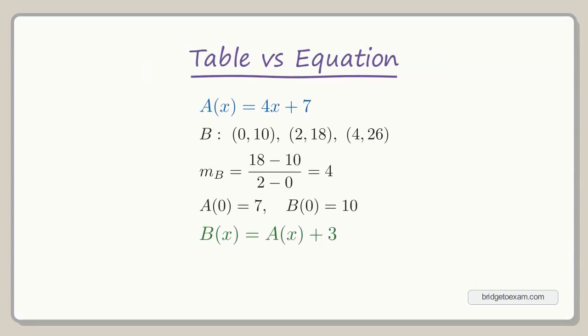Function B has points (0, 10), (2, 18), and (4, 26). B increases by 8 when x increases by 2, so its rate is 4 per x unit. Both functions have slope 4, but B starts at 10, while A starts at 7. Therefore, B is always 3 units above A.